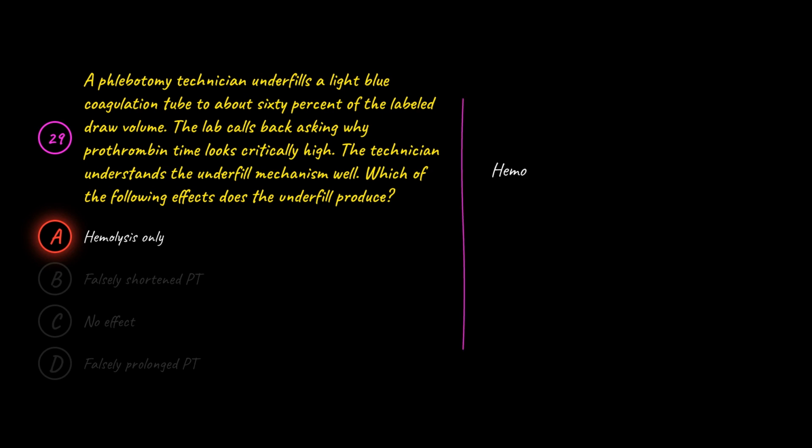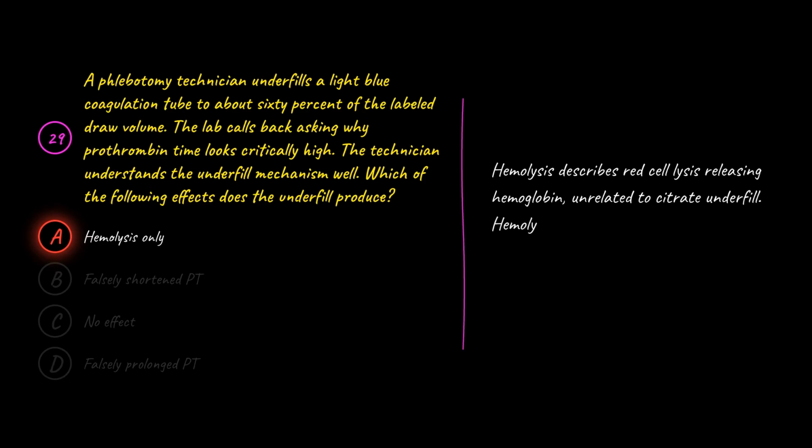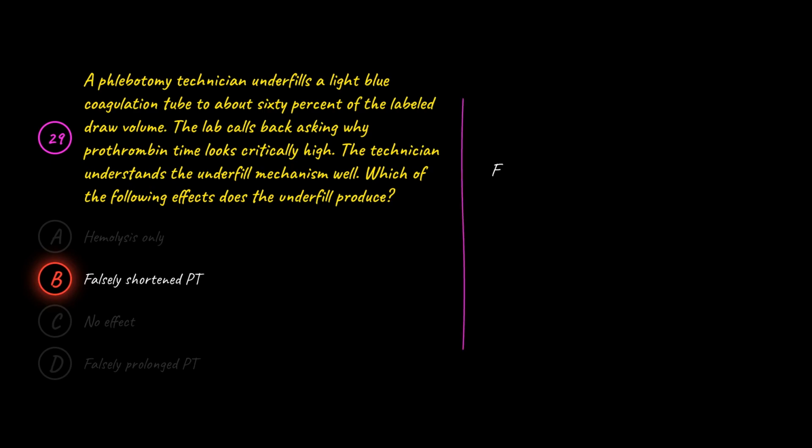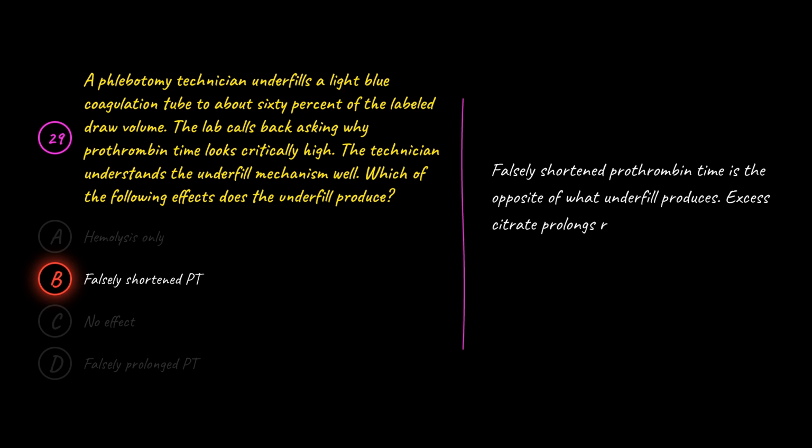A is wrong because hemolysis describes red cell lysis releasing hemoglobin, unrelated to citrate underfill. Hemolysis arises from collection technique, agitation, or transport stress, not citrate to plasma ratio. B is wrong because falsely shortened prothrombin time is the opposite of what underfill produces. Excess citrate prolongs rather than shortens the assay, which is why labs reject underfilled tubes.